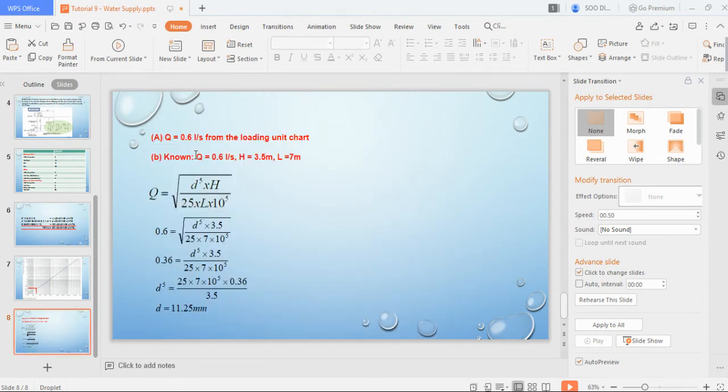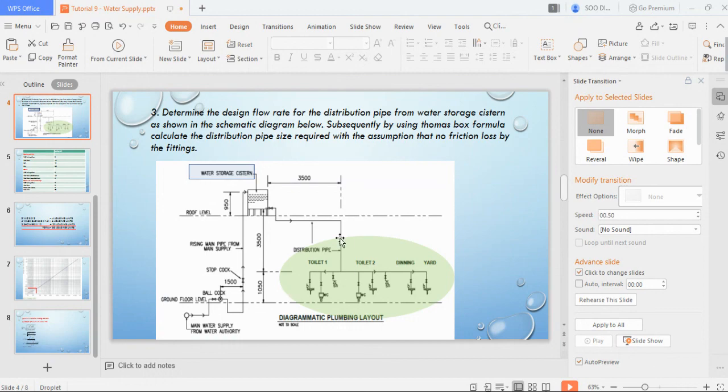With this information known, you can put Q, 0.6, H 3.5, and L 7 meter into the formula and solve the equation. Then you'll get the D required is only 11.25 mm. So using the formula is pretty straightforward, but for this question, you have to look at this figure to find out how to get all your information available. Okay, so that's all.